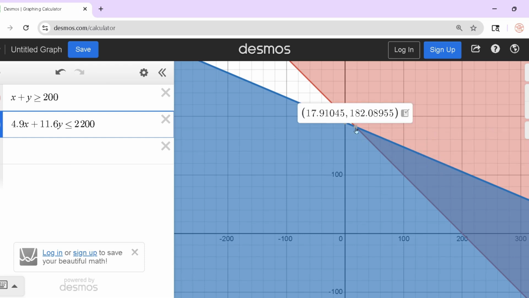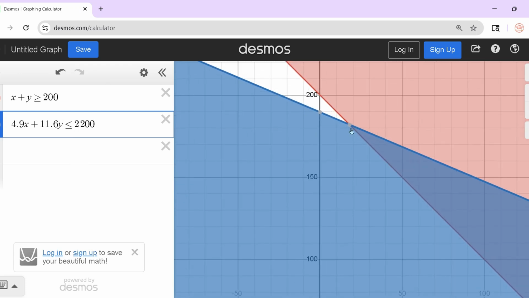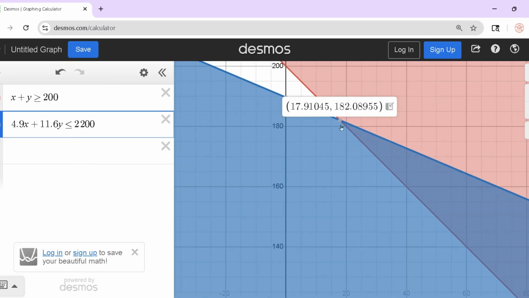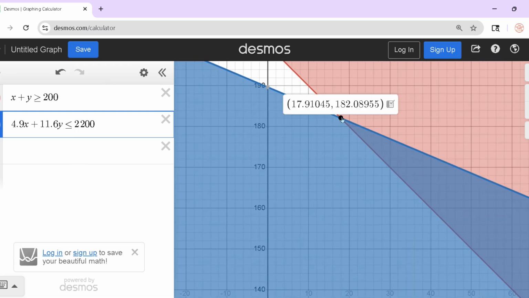So what is my maximum for my large candle? My large candle is represented by y. So I want the highest point in this graph that's still a solution. And that's going to be this point of intersection. That's the highest that this double shaded triangle goes. This is the highest point right here, that point of intersection. And what is my y value there? It's 182.08955.